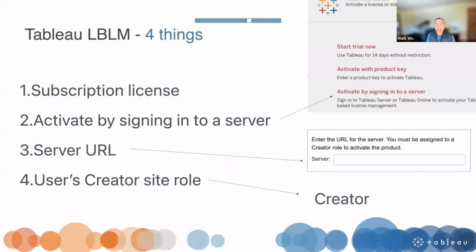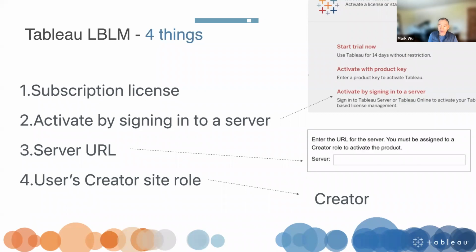Okay, move on. If you use LBLM, like what I am doing, you need 4 things to leverage LBLM. One, of course, you need to have a subscription license, so the site role Creator will be available. Second, of course, the user has to click activate by signing in to a server. The third, the desktop user has to know what the server URL is.